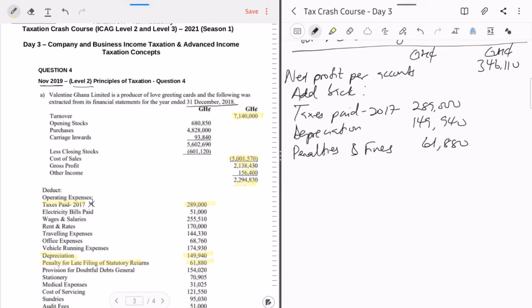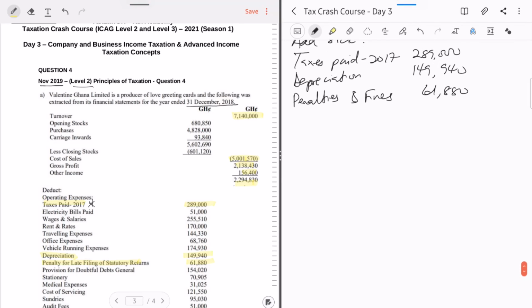Then provision for doubtful debts, general. Those are also disallowed because they are general provisions. Specific provisions may be allowed, but general provisions are disallowed. So we say provision for general doubtful debts. The figure is 154,020. Let's keep going. So let's disallow this as well.